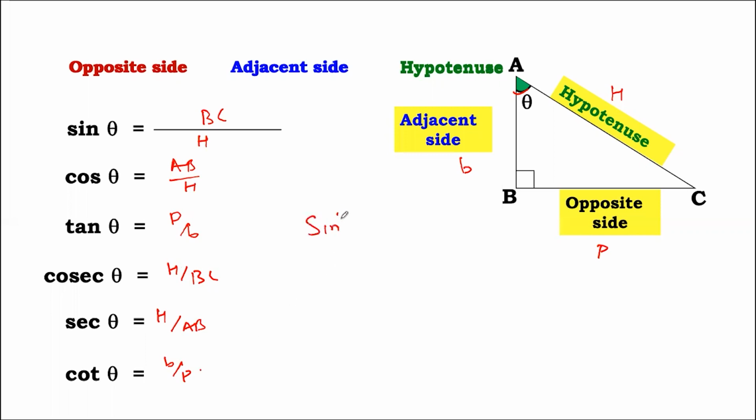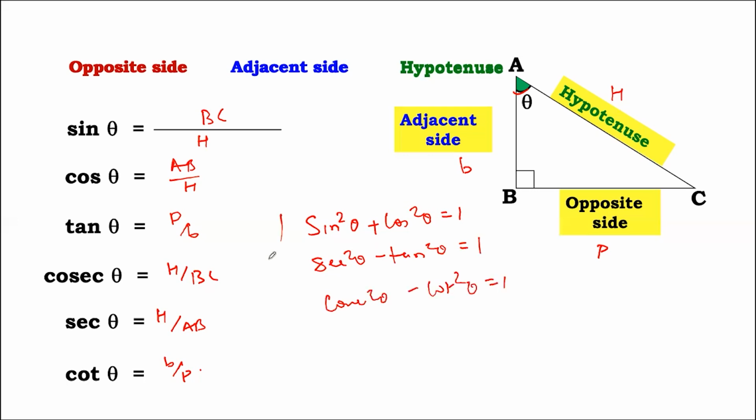We also know that sine square theta plus cos square theta is equal to 1. This is the identity, right? You can also transform this using sine square theta and cos square theta, right? Sec square theta minus tan square theta is equal to 1, and cosec square theta minus cot square theta is equal to 1. These three identities are very important, and based on this, we have to solve a few questions, right? So let's start with a few questions based on these basic formulas, right?